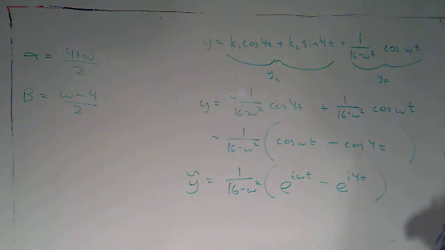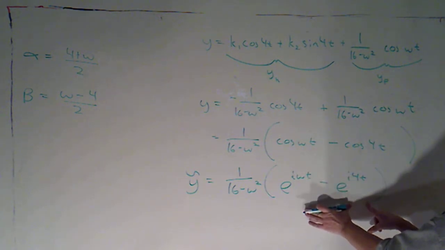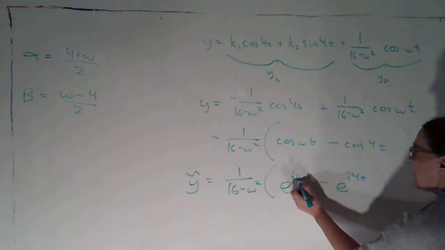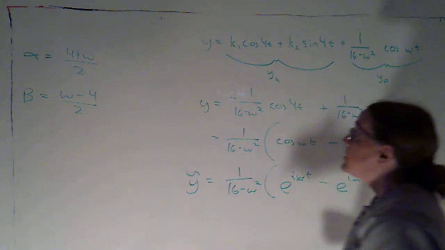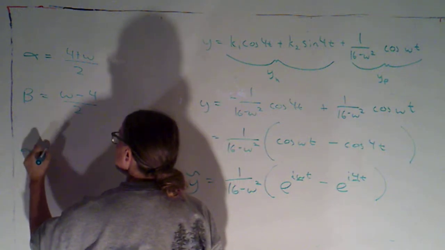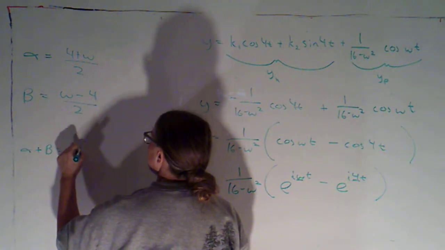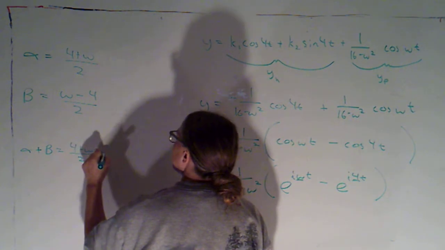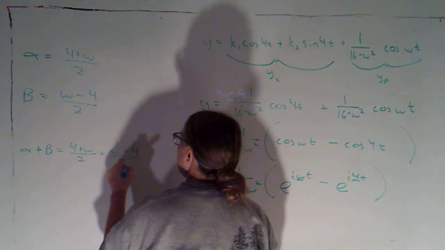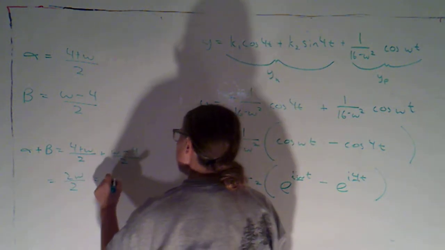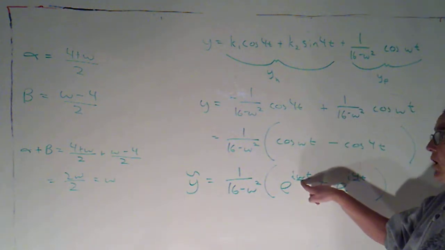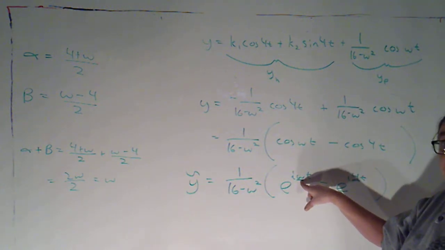Okay. Now, I'm going to basically take this and try to rewrite it. Right now it's written in terms of omega and 4. What I'd like to do is rewrite this part in terms of alpha and beta. So I'm going to just note that alpha plus beta, well, that would be 4 plus omega over 2 plus omega minus 4 over 2. Well, that's 2 omega over 2. That would be omega. So I could rewrite omega as alpha plus beta.